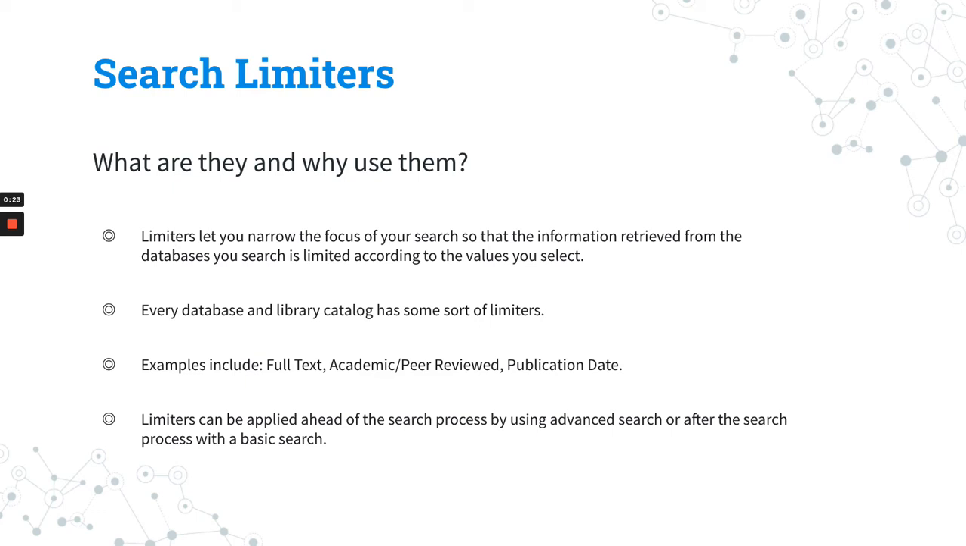Every database and library catalog has some sort of limiters. You even have this in Amazon or Google as well. Examples include full text, academic peer-reviewed, publication date. Limiters can be applied ahead of the search process by using advanced search or after the search process with a basic search.